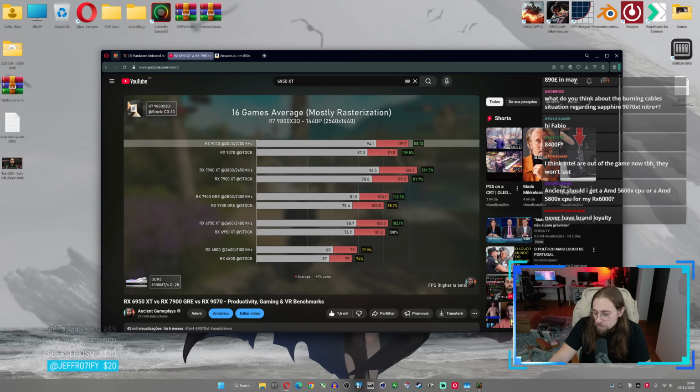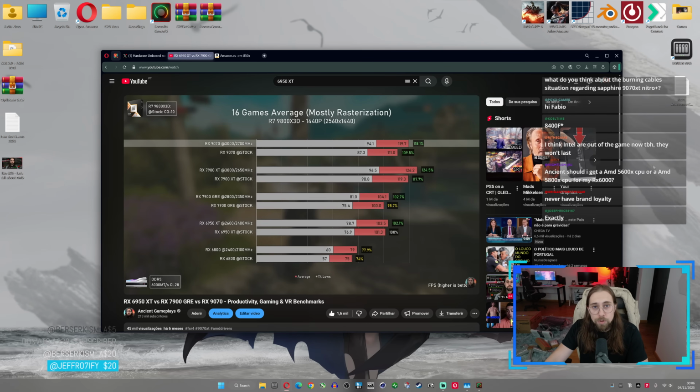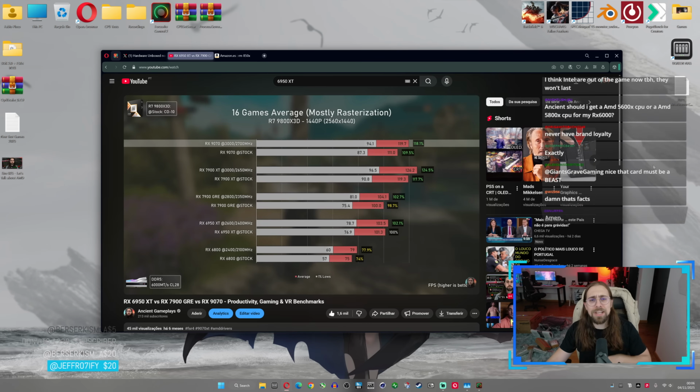Ancient, should I get the AMD 5600X or the 5800X CPU for my RX 6000? Depends, but I would say none. If you're going into AM4 and you want a bit more on the CPU side, if you want to maybe later upgrade and still enjoy decent performance, get the 5700X3D. And if you can find a really cheap 5500X3D, get it. Otherwise, 5700X3D.